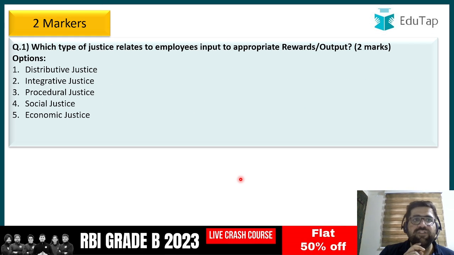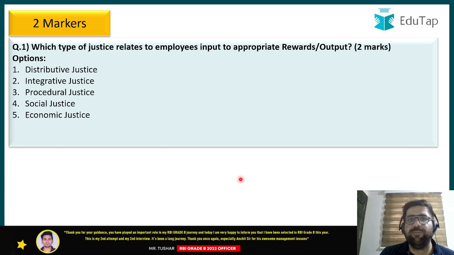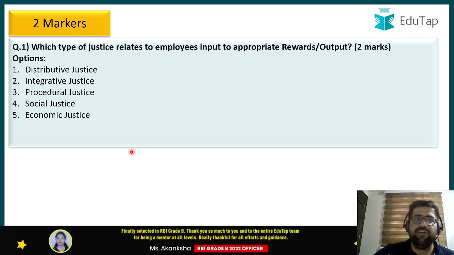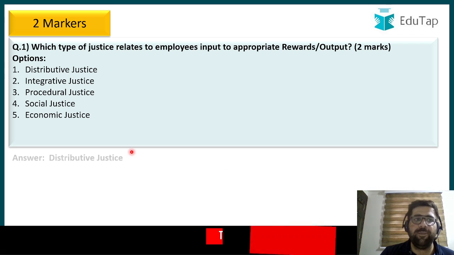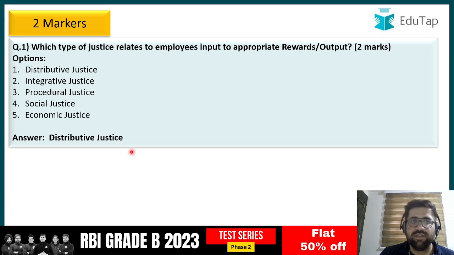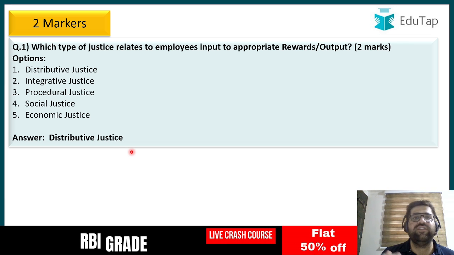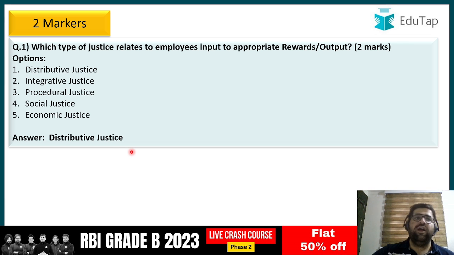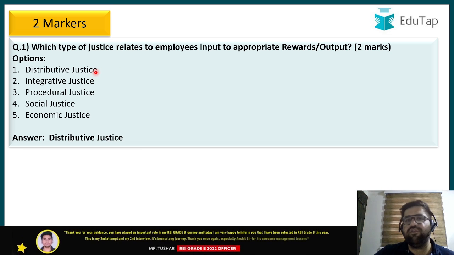Question number one was, which type of justice relates to employees' input and output reward system, or you can say which type of justice relates to employees' input to appropriate rewards and output. Now you have to identify which type of justice is there. Is it distributive, integrative, procedural, social, or economic? I hope your answer is distributive justice. Basically, distributive justice deals with the employee's input to appropriate rewards and output. Under this kind of justice, the employee sees which inputs are matching his or her outputs. It is a very easy question, a direct question, I would say.